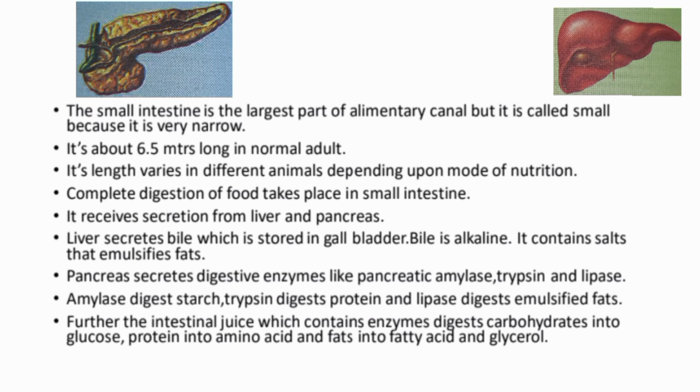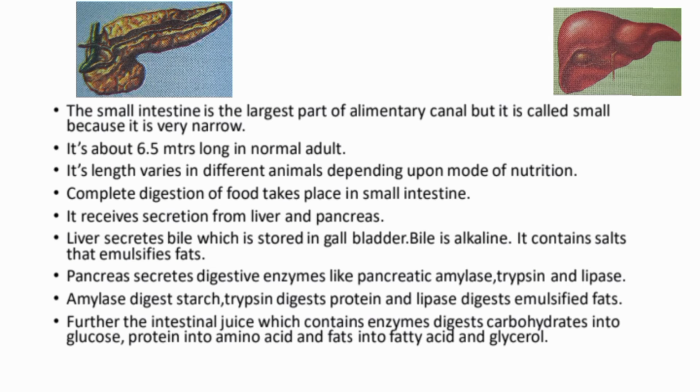Now let's come to the small intestine. The small intestine is the largest part of the alimentary canal. It is about 6.5 meters long in an adult man. It is known as the small intestine although it is very long, but since it is very narrow, it is known as the small intestine. The length of the small intestine varies in different animals depending on the mode of their nutrition.